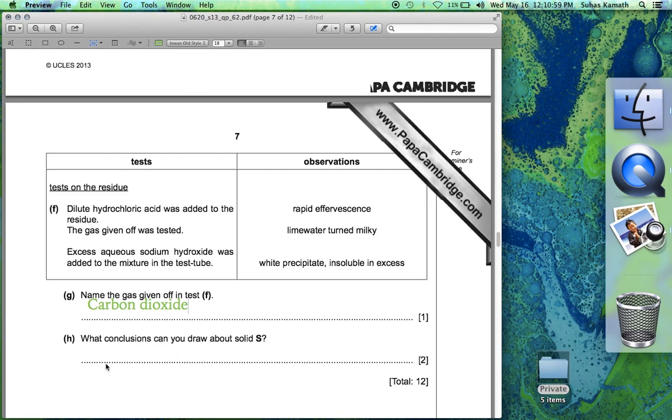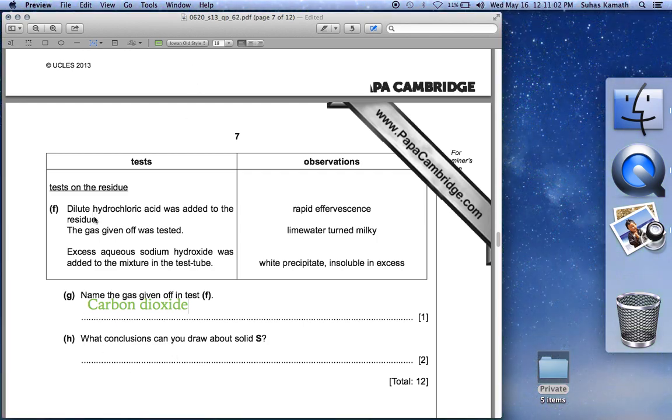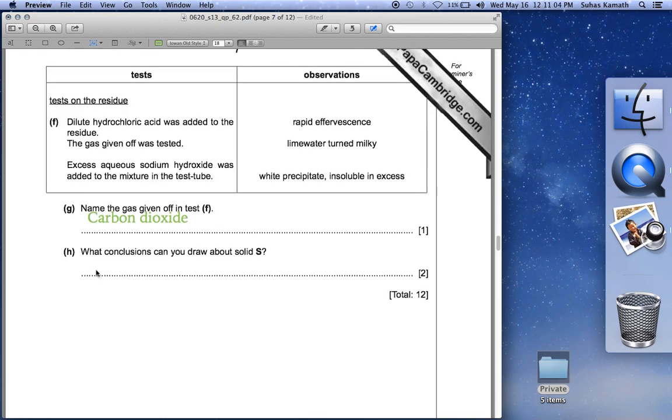What conclusions can you draw about solid S? So about solid S, excess sodium hydroxide is added. So when sodium hydroxide is added, a white precipitate forms if aluminium, zinc or calcium ions are present. So it does not dissolve. It is insoluble. So it can't be aluminium because aluminium hydroxide is soluble.